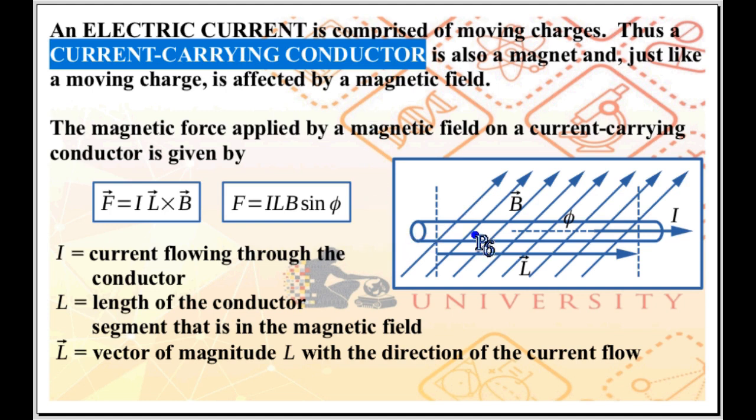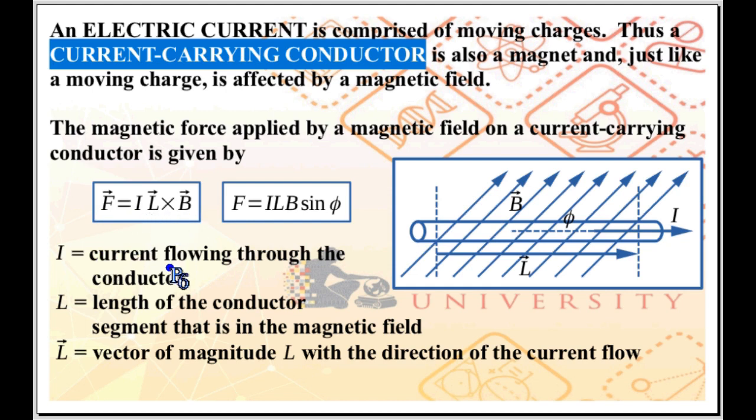Say that you have a current carrying conductor, you have a wire, current I is flowing through the wire. We place the current carrying conductor inside an external magnetic field B. Since the wire is a magnet, the magnetic field will apply force on the current carrying conductor. The force applied by the magnetic field is given by F is equal to IL cross B.